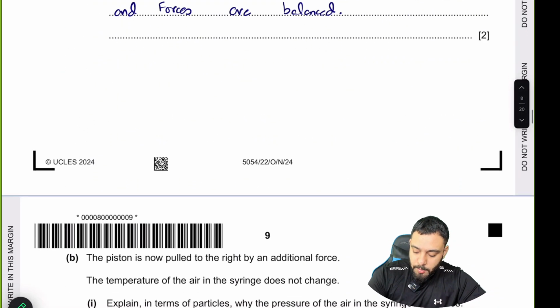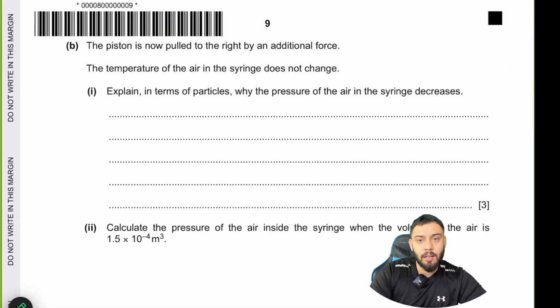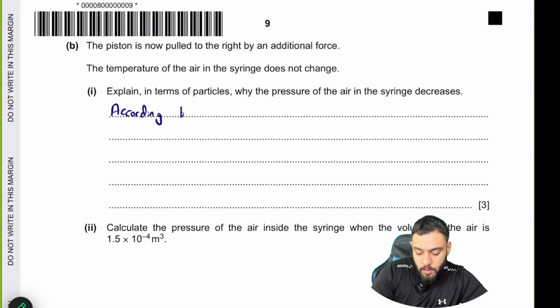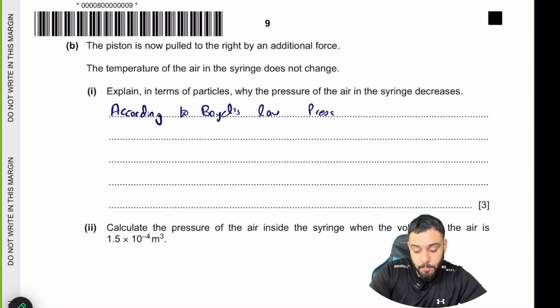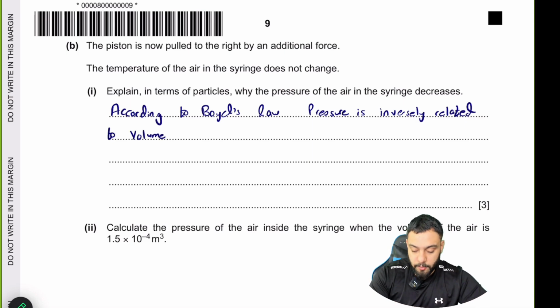First of all, when the piston moves to the right, there's going to be Boyle's law. So I'll answer according to Boyle's law. We all know that pressure is inversely proportional to volume. So pressure is inversely related to volume. If pressure increases, the volume decreases, and if the volume increases, the pressure decreases.